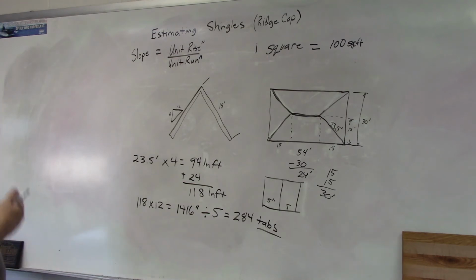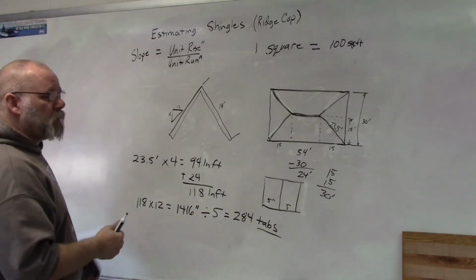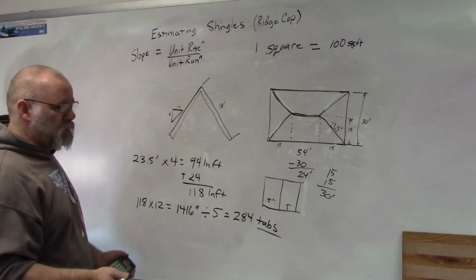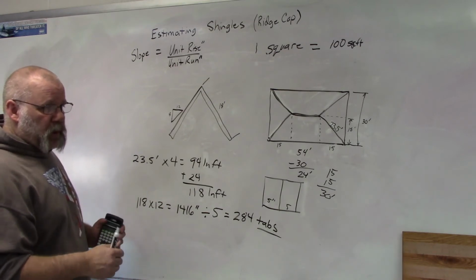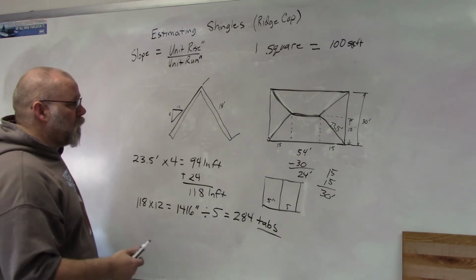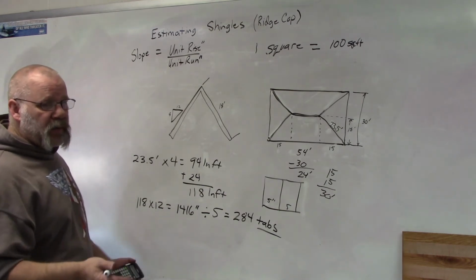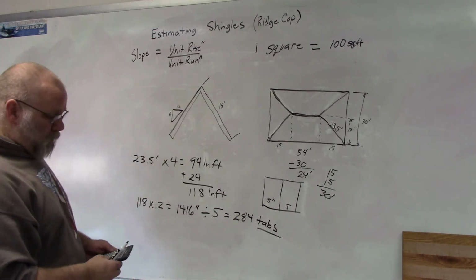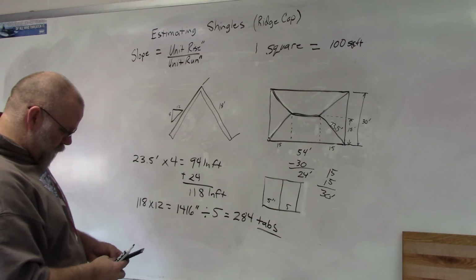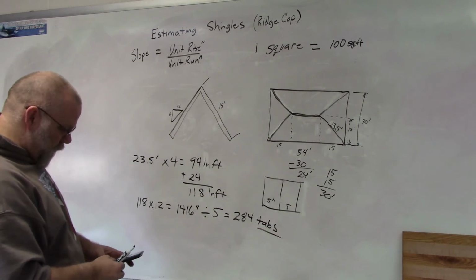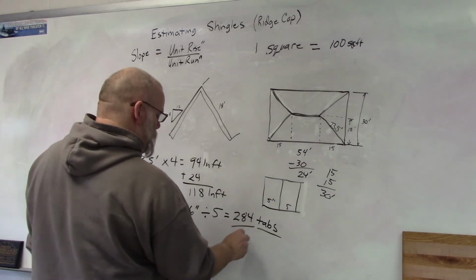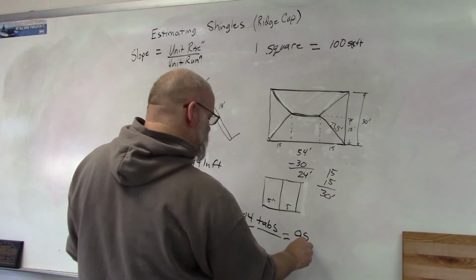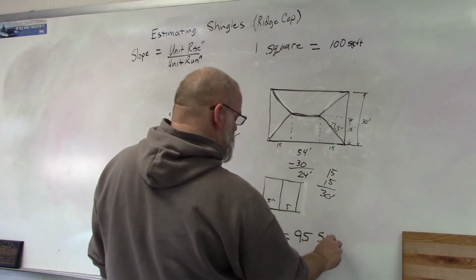Okay, so how many shingles is that? Well, you can buy tabs. They come perforated, and you break them off and just nail them up, or you can buy a 3-tab shingle and cut them. Just depends on what you want. But there's going to be 3 tabs per shingle. So I'm going to take 284 and divide by 3, because there's 3 tabs in a shingle, which gives me 95 shingles.